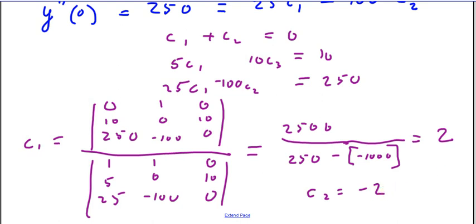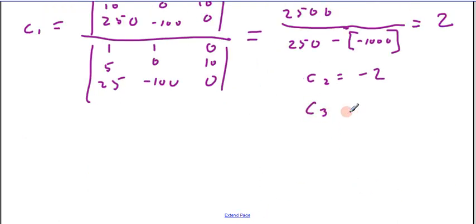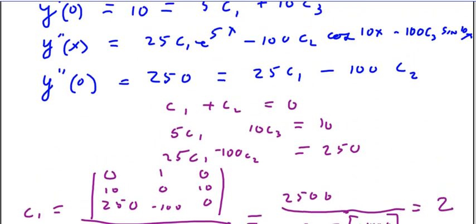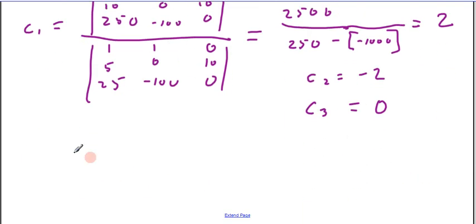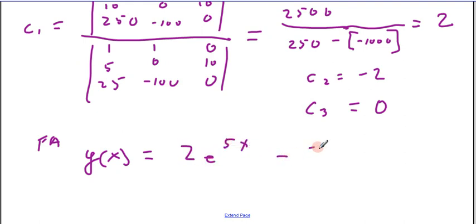And C3 will be 0, because 2 times 5 is 10, and I got 10 over there, so C3 has to be 0. Okay, so final answer, y of x is equal to 2 e to the 5x minus 2 cosine 10x.